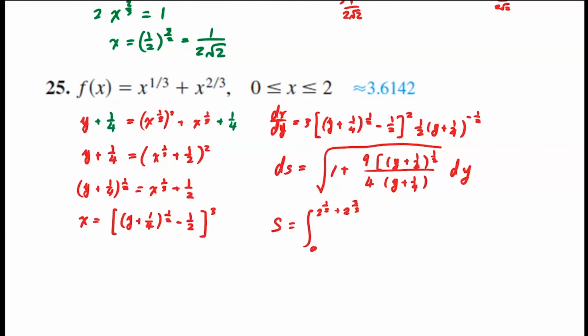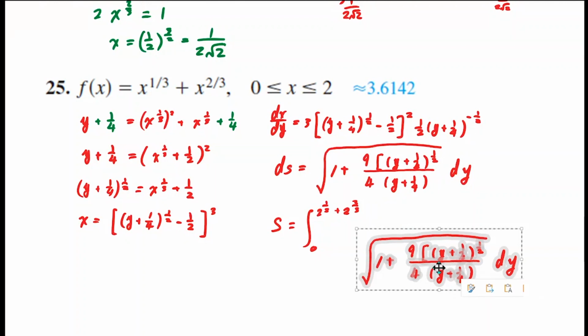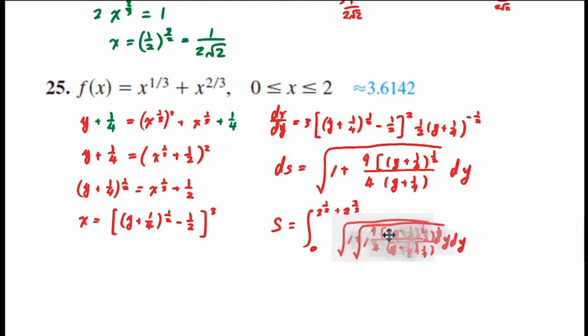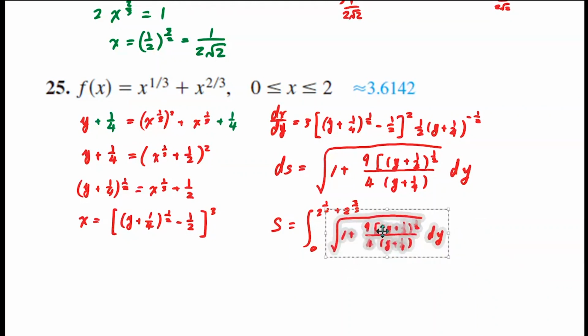Okay, then this is too much of a gigantic mess, so I'm going to just do copy and paste. Then all of this. What's wrong with this? Resize it a little bit. And all of that goes in here. Okay, and that becomes, punching the calculator, 3.6142.